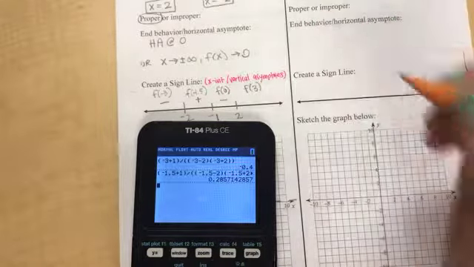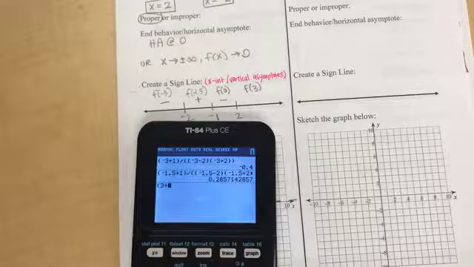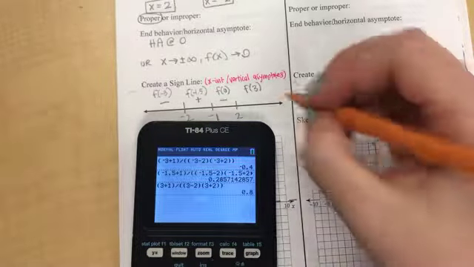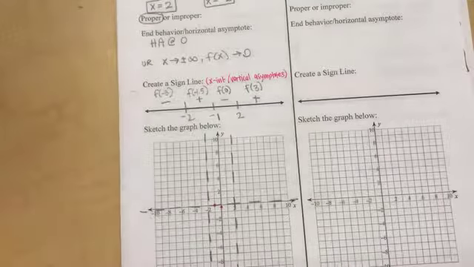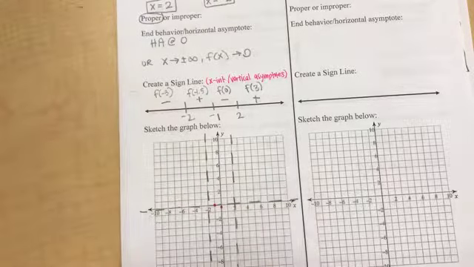Finally, I'm going to choose a number, maybe 3. So 3 plus 1 divided by 3 minus 2 times 3 plus 2. That gives me a positive number. So unless I have either an x-intercept or a vertical asymptote with a multiplicity of 2, my sign line will always alternate positive and negative. If I have a multiplicity of 2, then I would have the same sign on both sides of the graph.